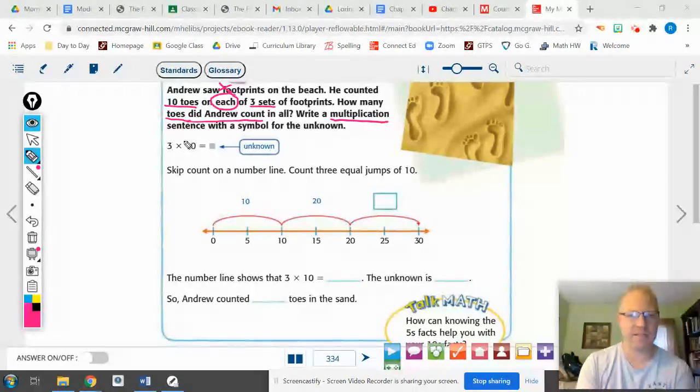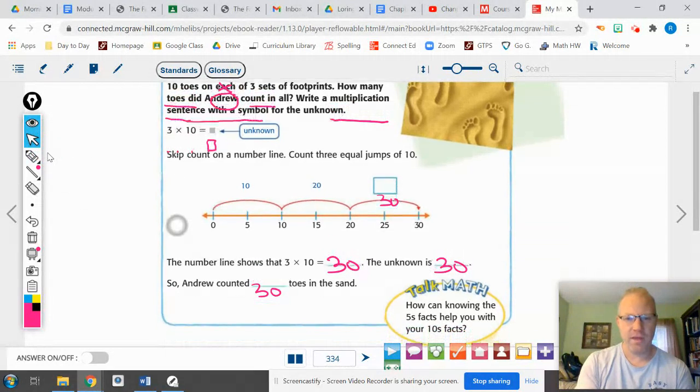So a multiplication sentence, 3 times 10, 3 sets of 10 equals an unknown. And remember, we're using here a square to represent the product or the unknown. Skip count on a number line. Count 3 equal jumps of 10. So he counted 10 toes, 20 toes, 30 toes. So the number line shows that 3 times 10 equals 30. The unknown was 30. So Andrew counted 30 toes.